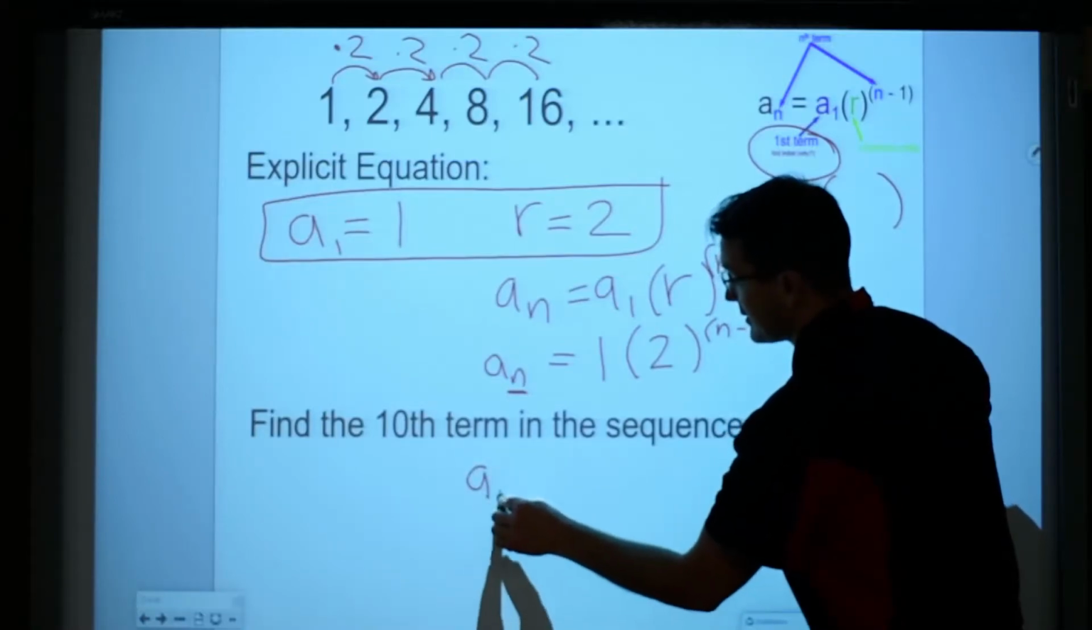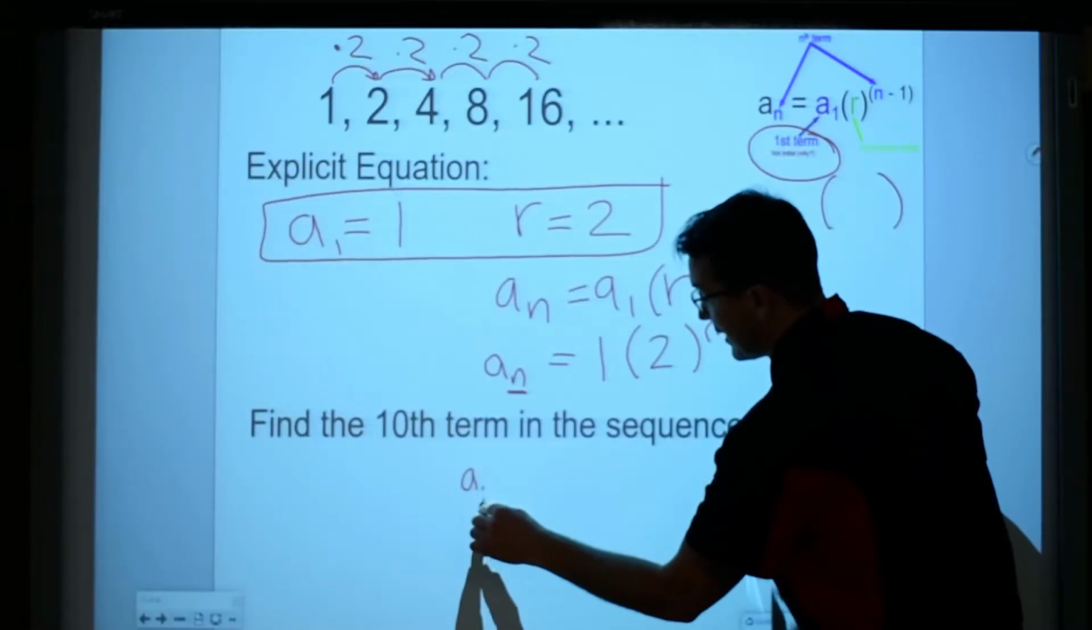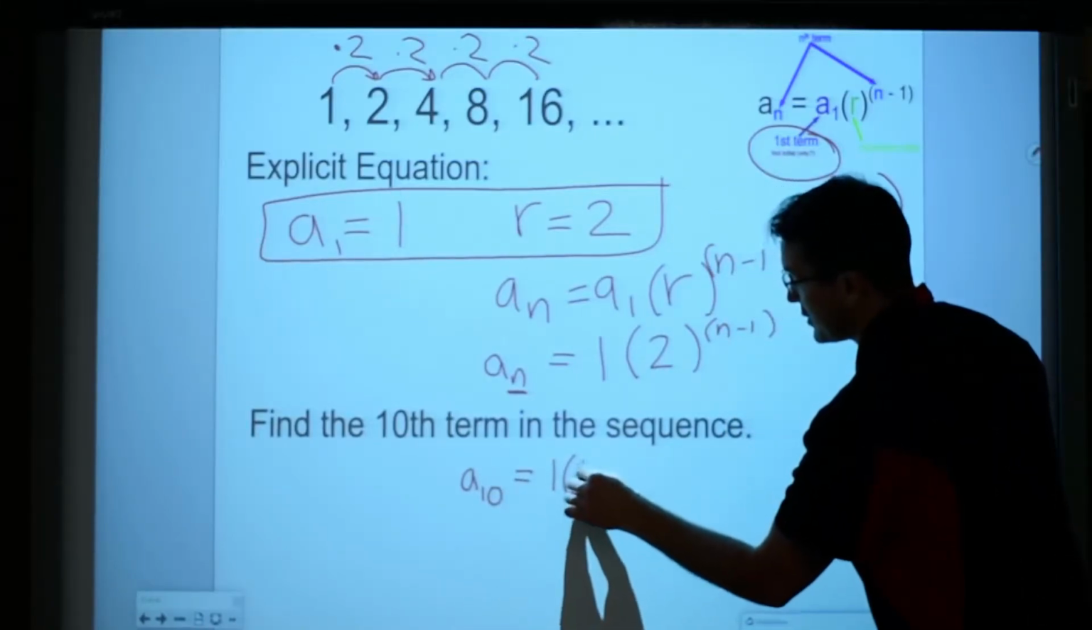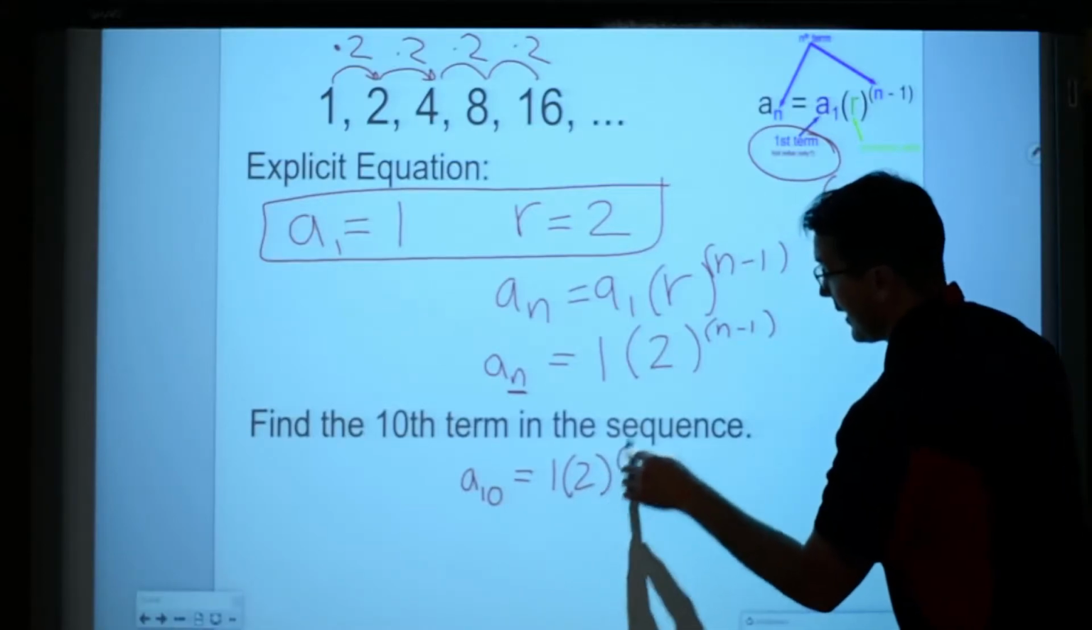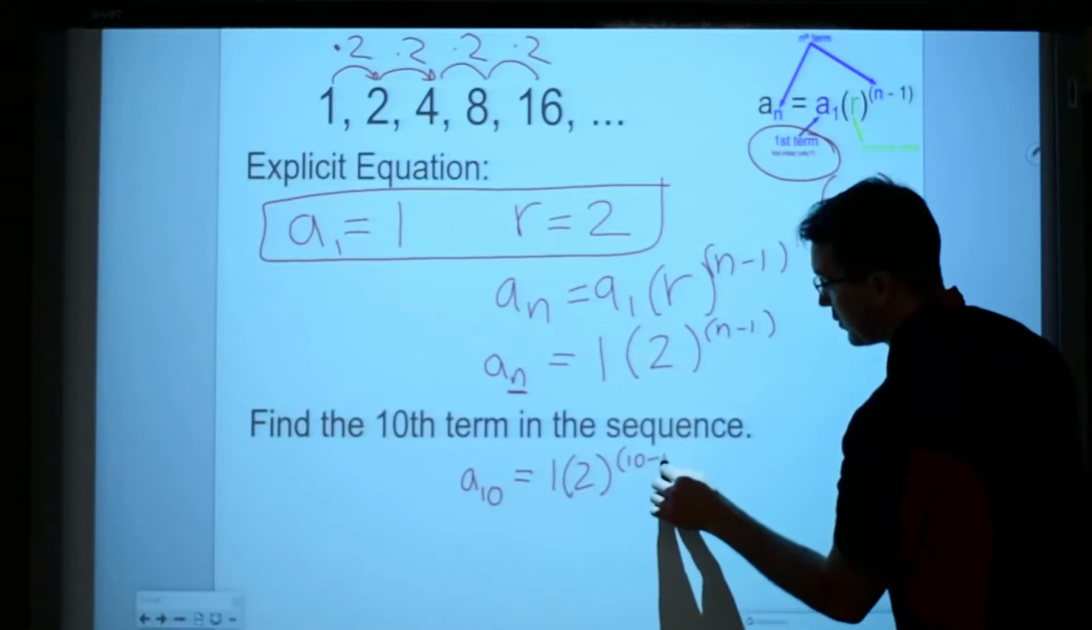So a, that looks like a weird 9 or something. A sub 10 equals 1 times 2 to the n. Again, wherever I see an n, I'm going to replace that with 10 minus 1.